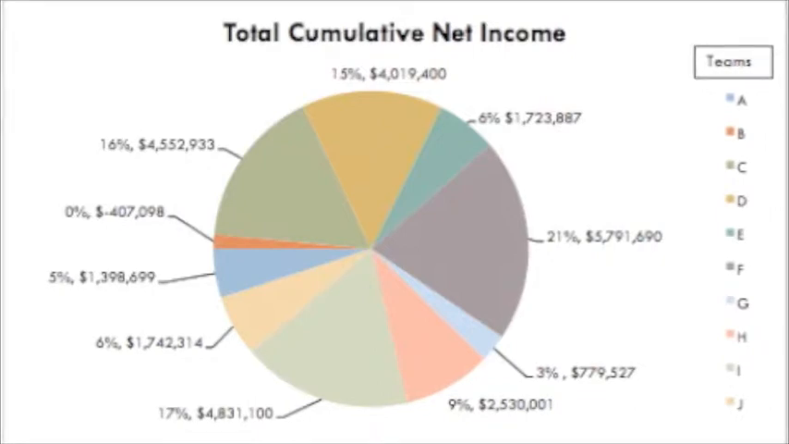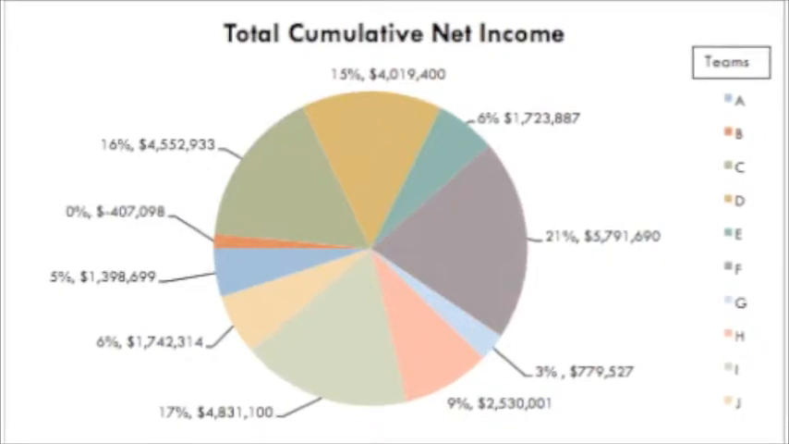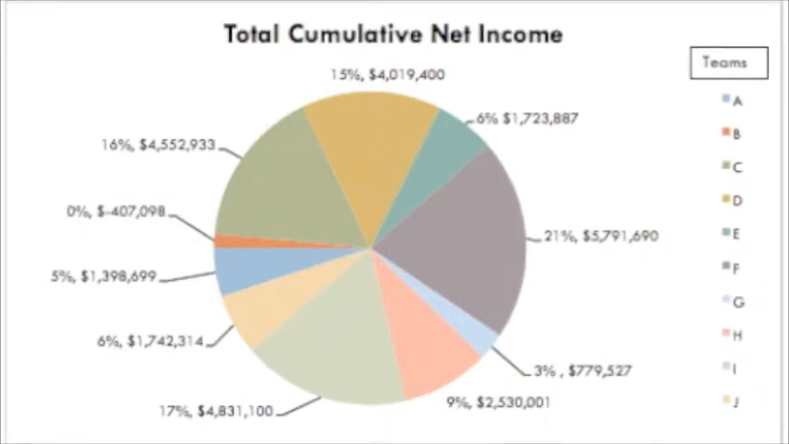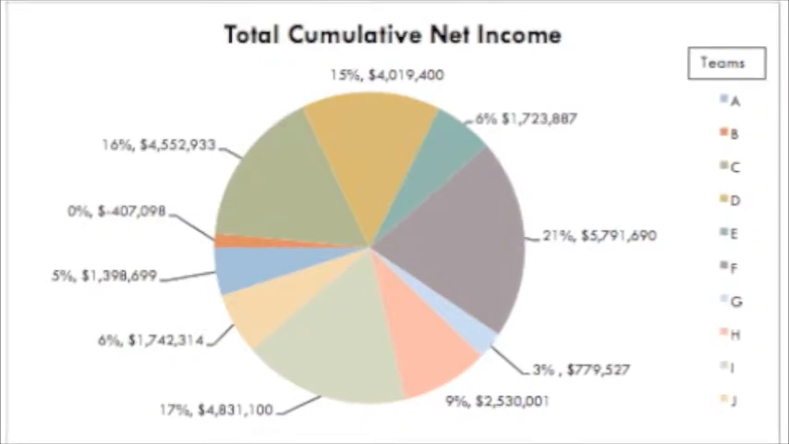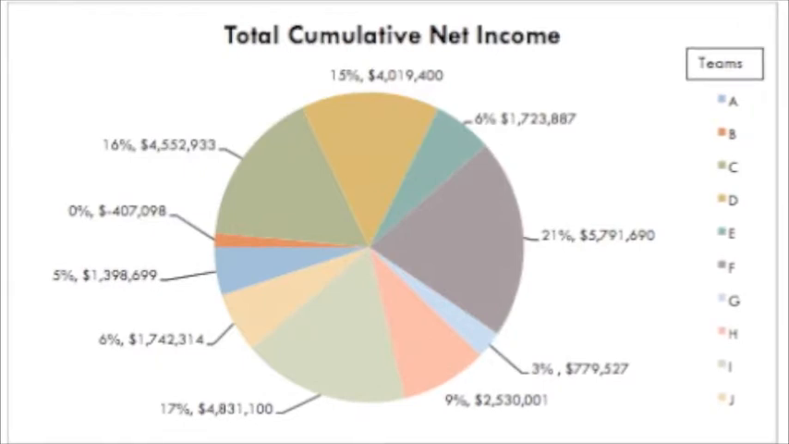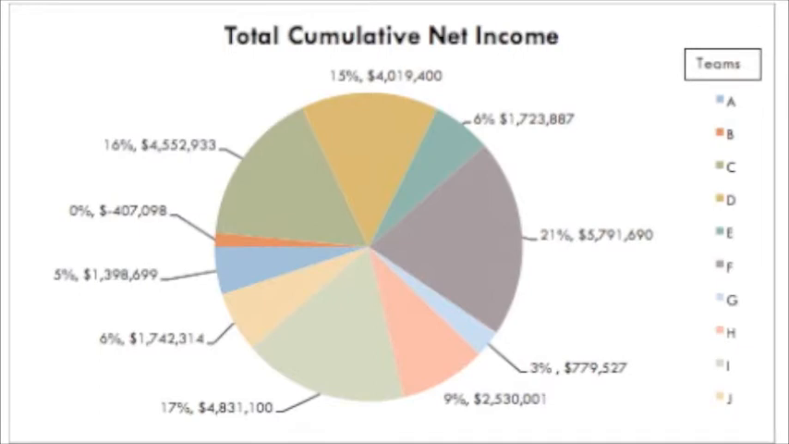This is a graph that represents the total cumulative net income of all the teams participating in the simulation. If you look at the pink or peach colored sliver of the graph, that represents our portion of the total net income. Our total percentage of the total cumulative net income is 9%, with over $2 million in net income. If you look at the total amount of net income that we accumulated during the simulation, we did fairly well compared to other competing groups.